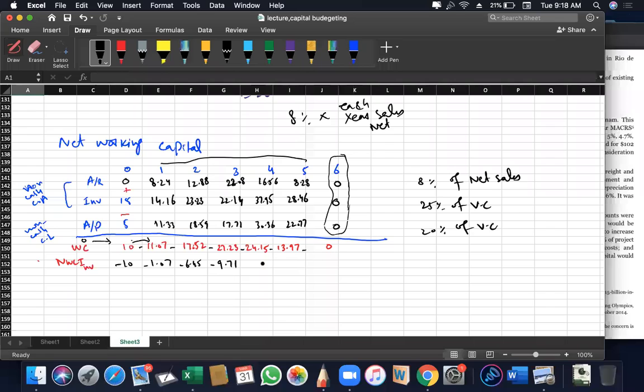We get, here we get positive 3.08, and then 24.15 minus 13.97, we get 10.18, and here 13.97. So this is our net working capital investment.